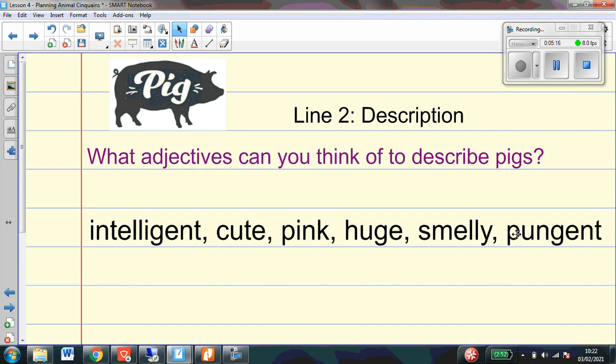Now, pungent means the same as smelly, but I thought that it was a more impressive word to use within my poem because it's a bit more precise. While pigs are smelly, pungent shows that they've got a really strong smell, which is slightly unpleasant. And as much as I love pigs, they definitely do have that smell. So these are all my adjectives to describe the pigs.